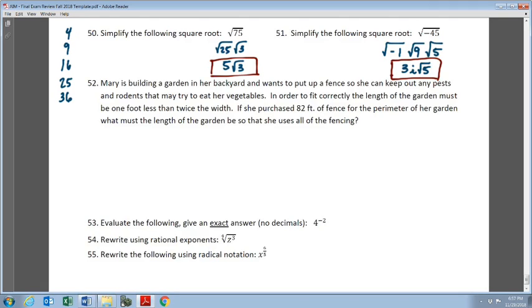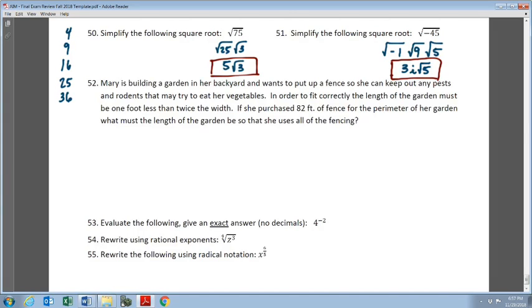All right, on number 52, let's see, it says, well, we've got Mary building a garden. She wants to put up a fence so she can keep out pests. And in order to fit correctly, the length of the garden must be 1 foot less than twice the width. If she purchased 82 feet of fence, so we're going to be talking about the perimeter here. That's going to be for the perimeter of the garden. What must the length of the garden be so that she uses all the fencing? So we don't want to waste any fence.